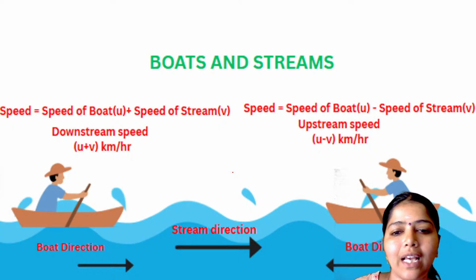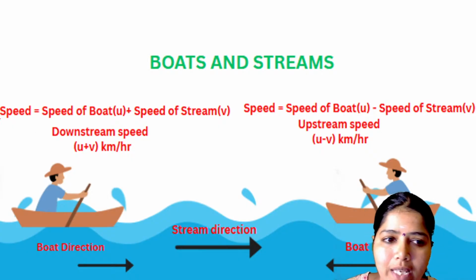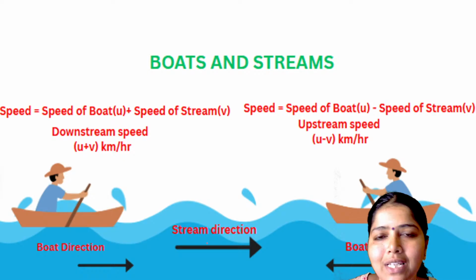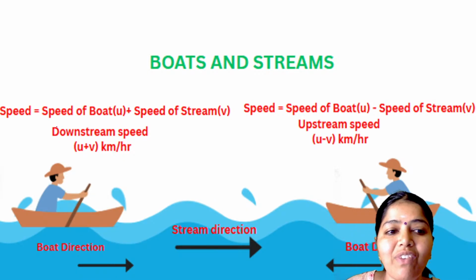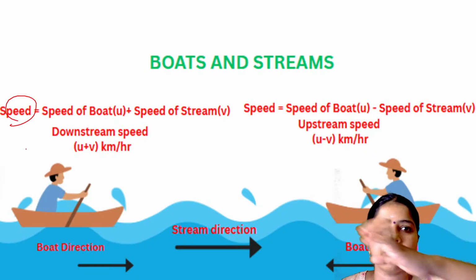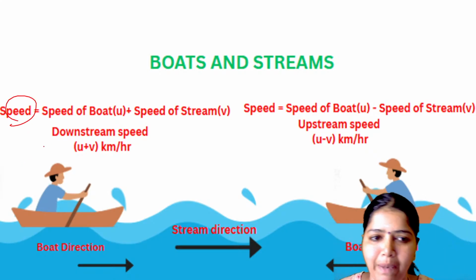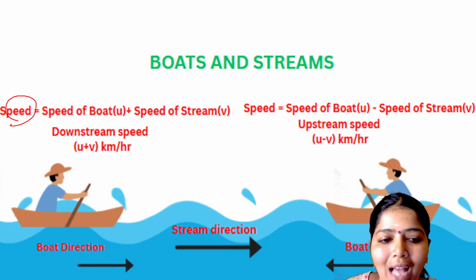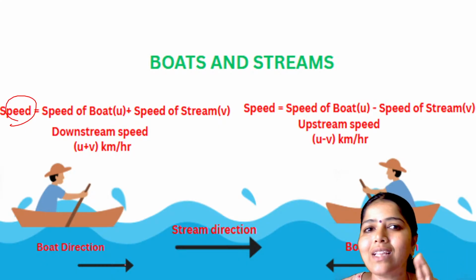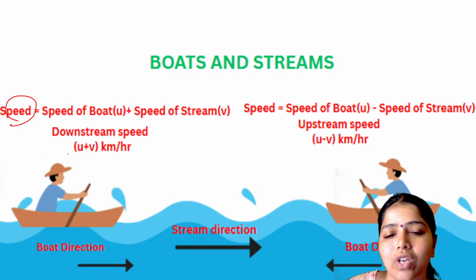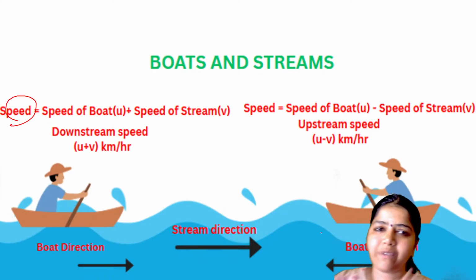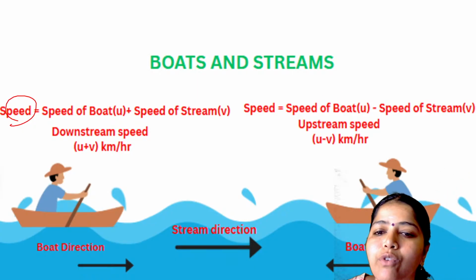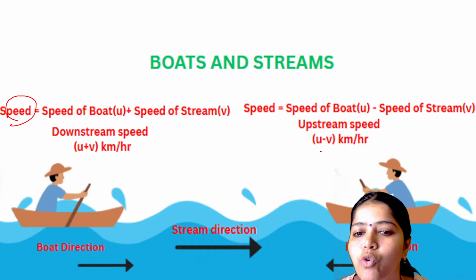First of all, here I have given a pictorial representation of all these things. Here the boat direction and the stream direction are the same, then we call it downstream. Everything has a speed, right? Flowing water, something that moves, has a speed. So the speed of the boat and the speed of the stream together we call the speed of the downstream. We have to add. Whenever we have to calculate the speed of the upstream, against the flow, we have to subtract the speed of the stream from the speed of the boat. That is u minus v.